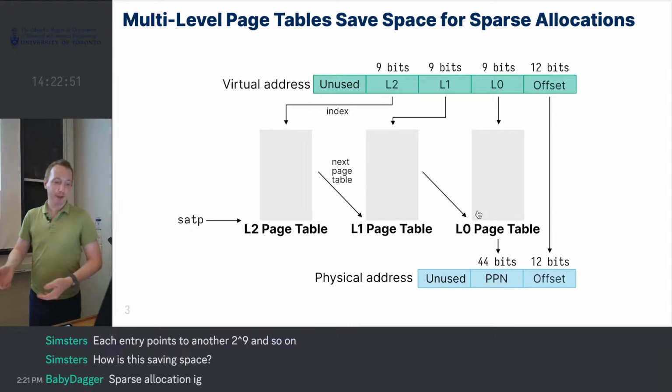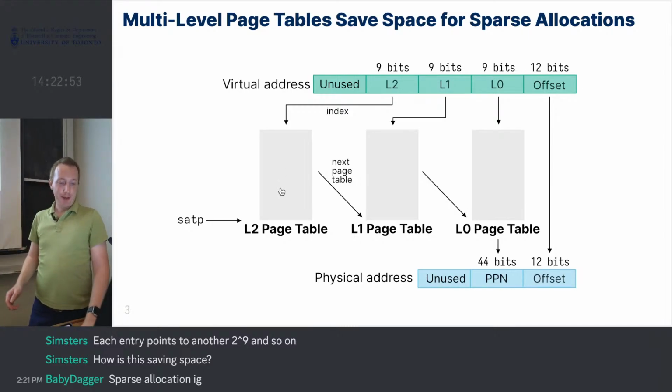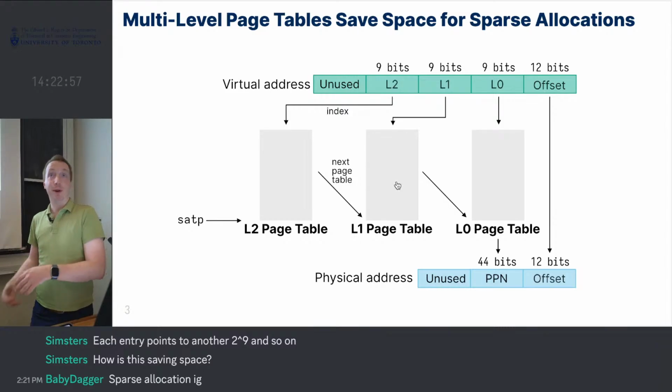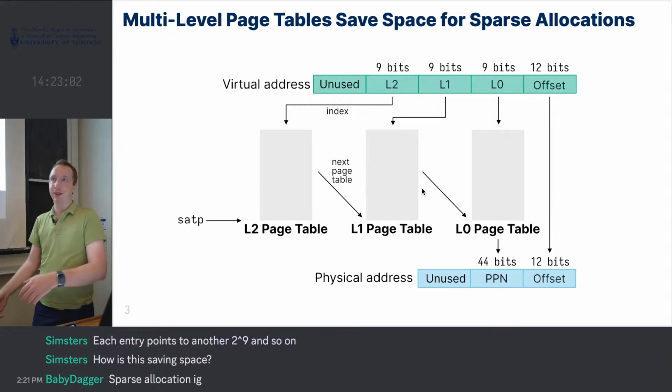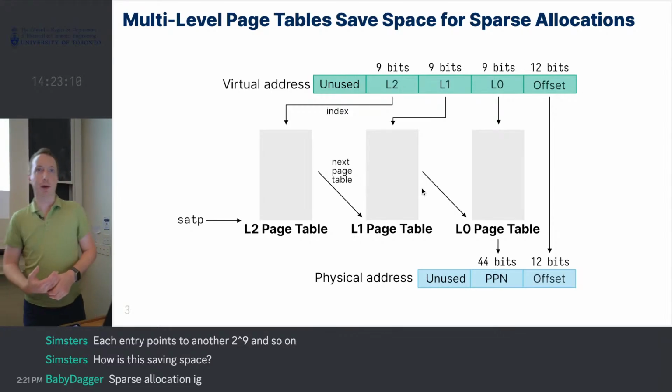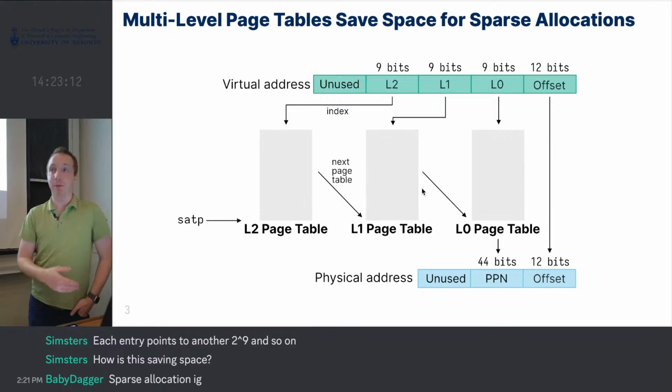In the worst case, we would have one L2 page table pointing to the 9 L1 page tables if we wanted to use everything. And that would also point to the 9 L0 page tables, and then each L0 page table would point to the 9, and you'd actually waste more space than a gigabyte, slightly more. But the case we're trying to optimize for is most programs. Most programs do not use 512 gigabytes.